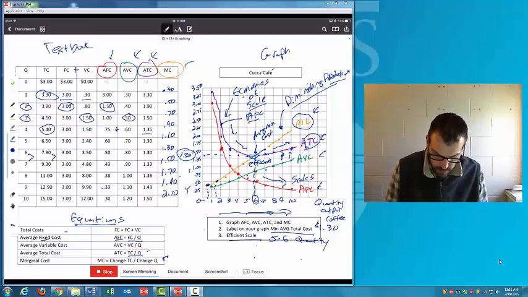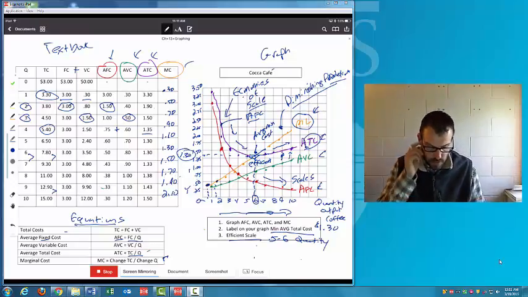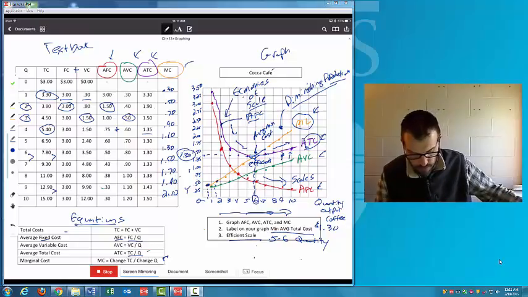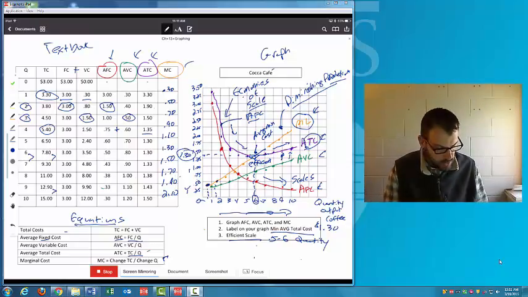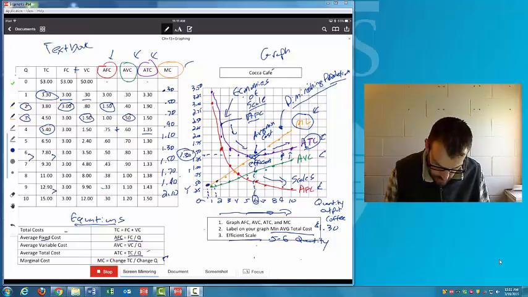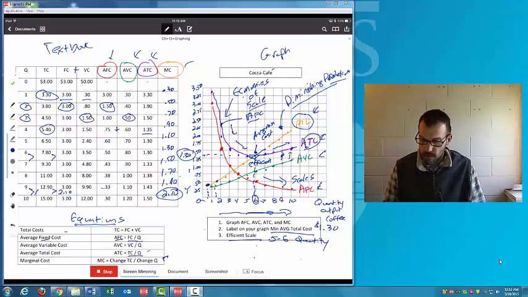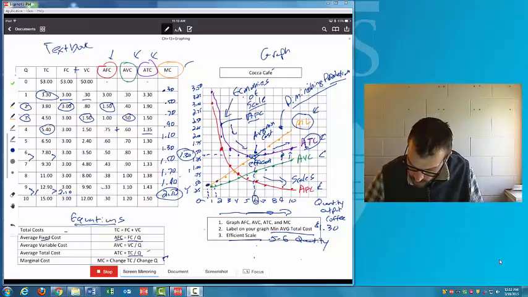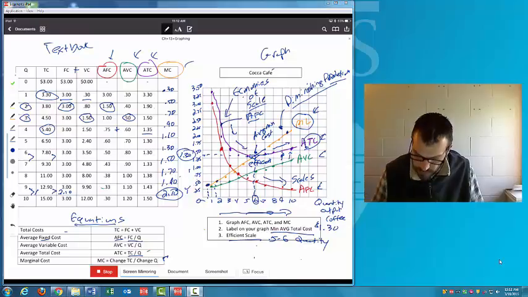So again, if we wanted to do this mathematically, $15 minus $12.90. Let me do that real quick for you. 15 minus $12.90 equals $2.10, and then $2.10 divided by 1 gives me my $2.10 number. That's what I graphed over here. The $2.10 is right there.